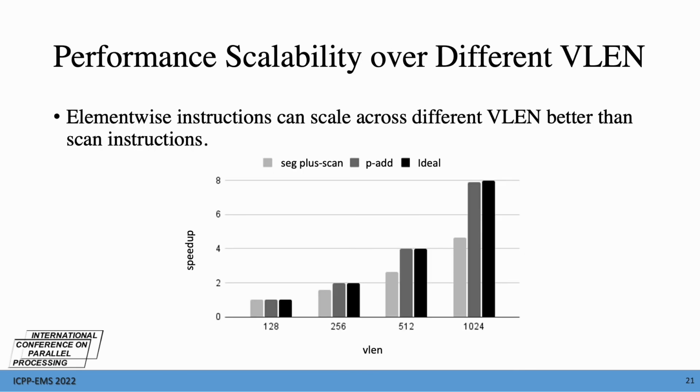We also experiment on this performance scalability over different VLEN. We take segmented plus scan and p-add to execute on different VLEN configurations. The baseline is VLEN equal to 128. The experiment shows that our support can scale across different VLEN, and that element-wise instructions scale better than scan instructions.